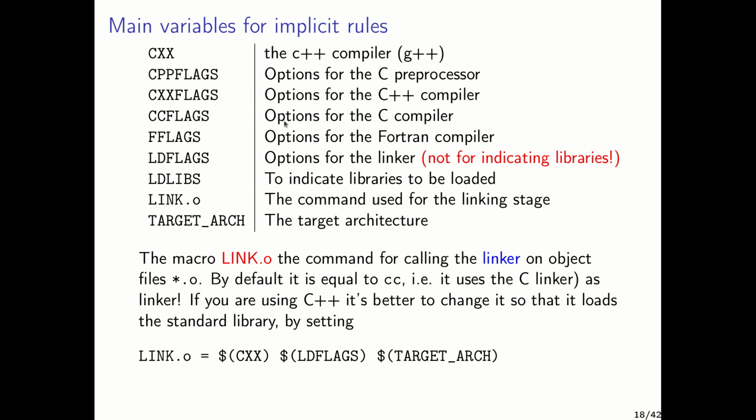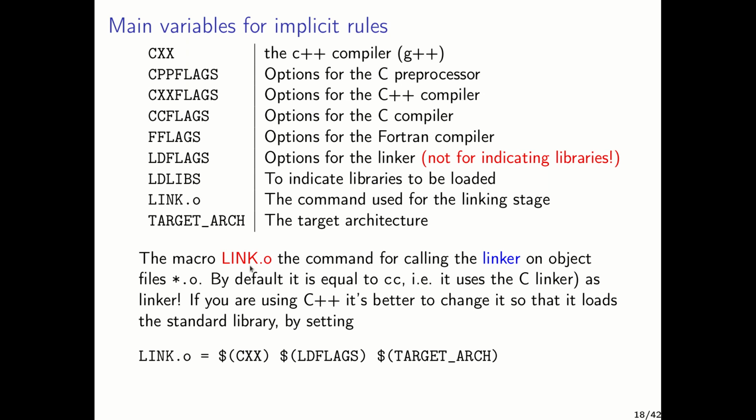CFLAGS are the options for the C compiler. FFLAGS are the options for the Fortran compiler. LDFLAGS are the options for the linker, but not for indicating libraries, other options for the linker. LDLIBS instead for indicating libraries. LINK.o is commonly used at the linking stage. And TARGET_ARCH is the target architecture, which normally you don't change very often.